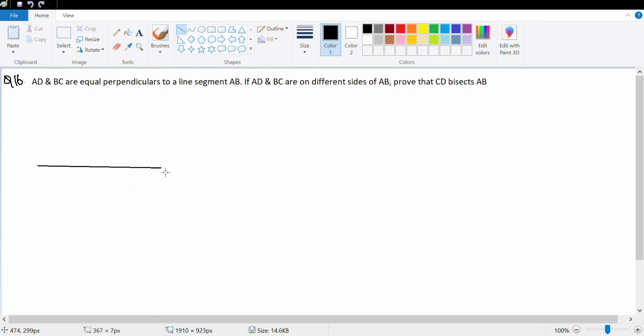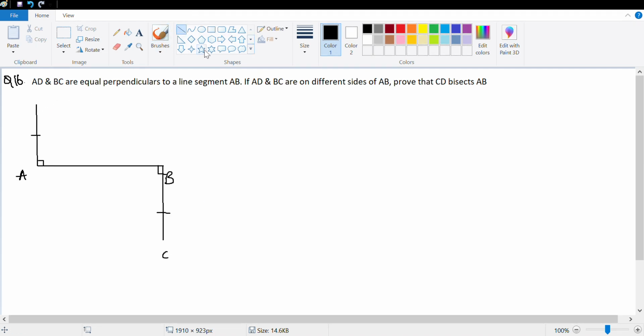So AB is the line segment, and AD and BC are on different sides. So these are perpendiculars on different sides. If this is AD, and these are equal, which means their length is also equal. So this is AD, which means this is BC. These are equal and these are perpendiculars. Perfect. AD and BC are on different sides of AB. Prove that CD bisects AB.